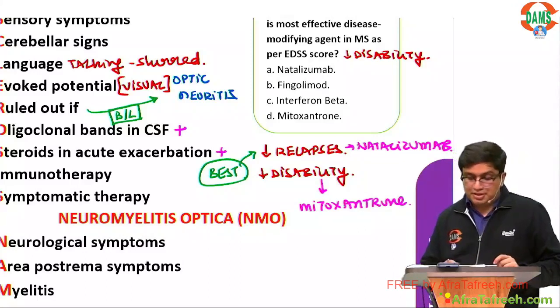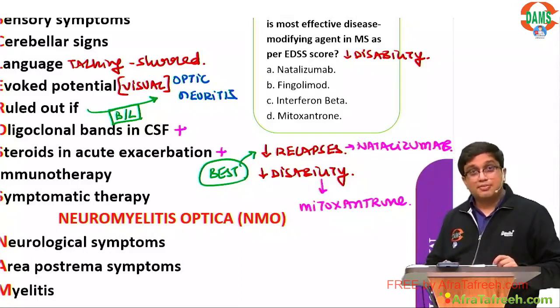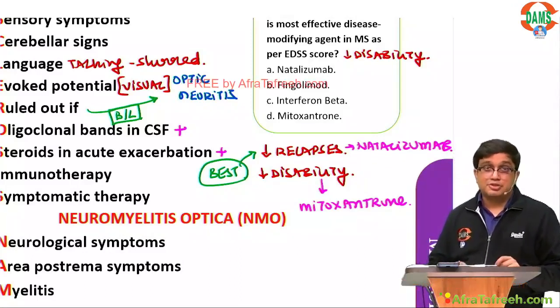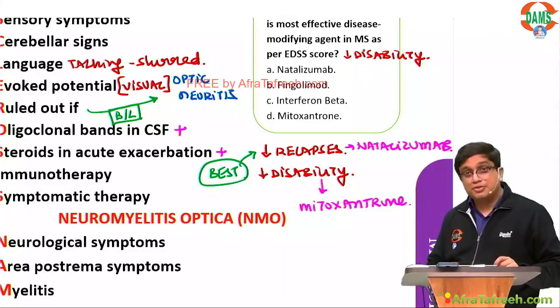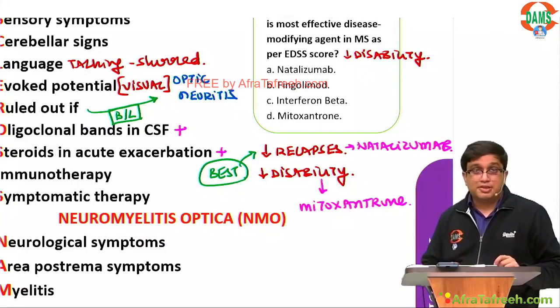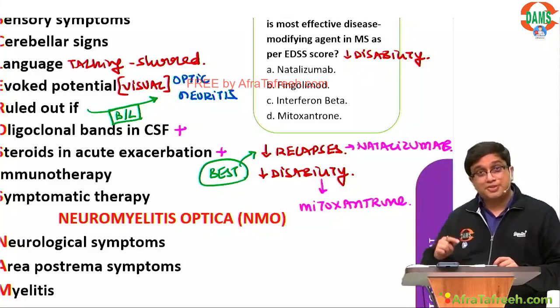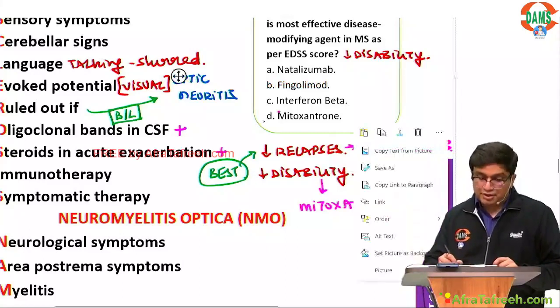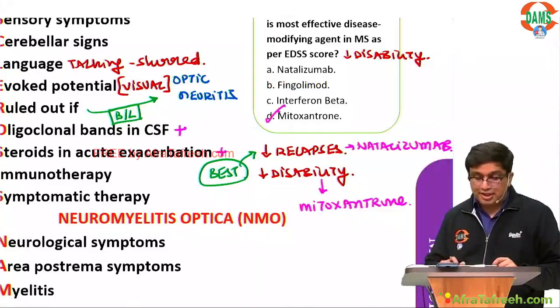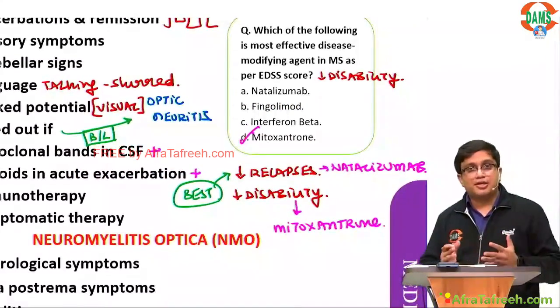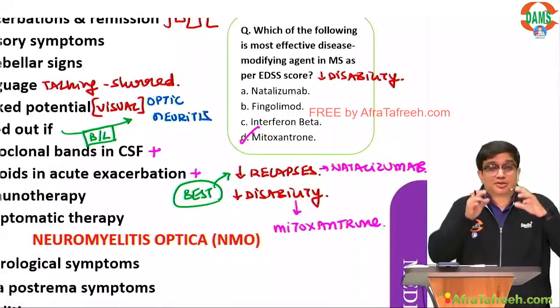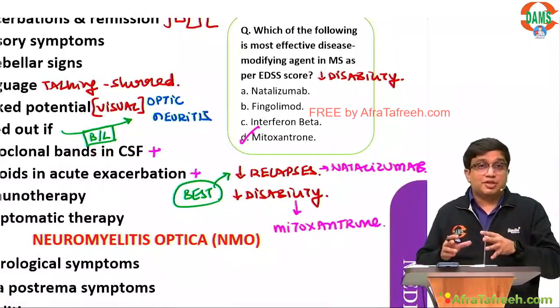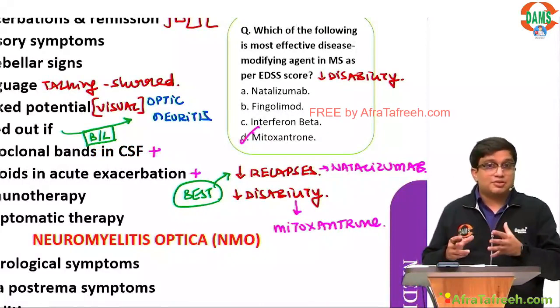So the best drug that we consider to decrease the number of relapses in MS is natalizumab. The drug which is best to decrease the amount of disability that you quantify as per the EDSS scale is mitoxantrone. So it's a very clever question. Read the question again. He's not asking you a direct question, he's asking you an indirect question. What is the best disease modifying agent to decrease the score as per the EDSS scoring scale?